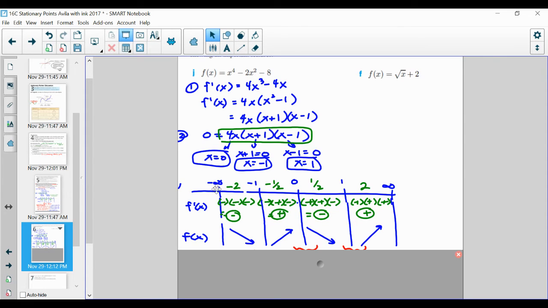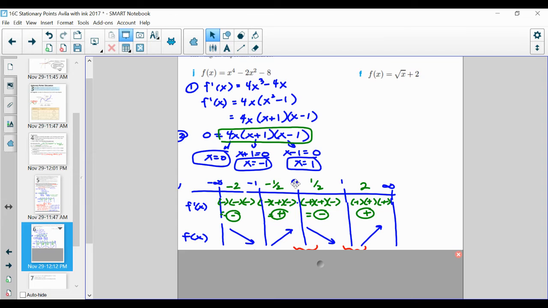I'm going to pick a number between -1 and -infinity. I chose -2. If I plug that into my derivative, then I have a negative times a negative times a negative, which overall gives me a negative result and indicates, if my derivative is negative, that my function is decreasing.